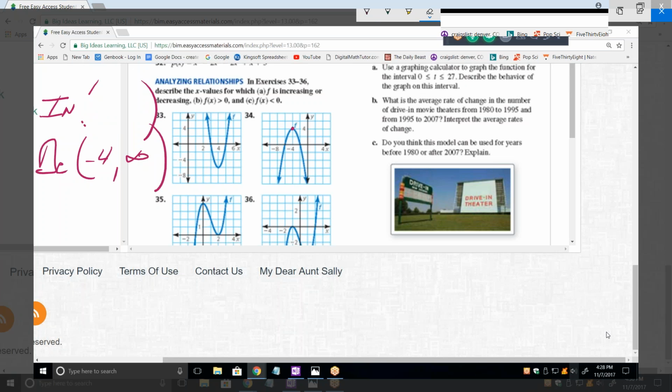Let's take 35. Wait, so what was C? Like, what do we do for C? Oh, excuse me. I'm sorry. Yeah, let's answer B also. Where is the function greater than 0?